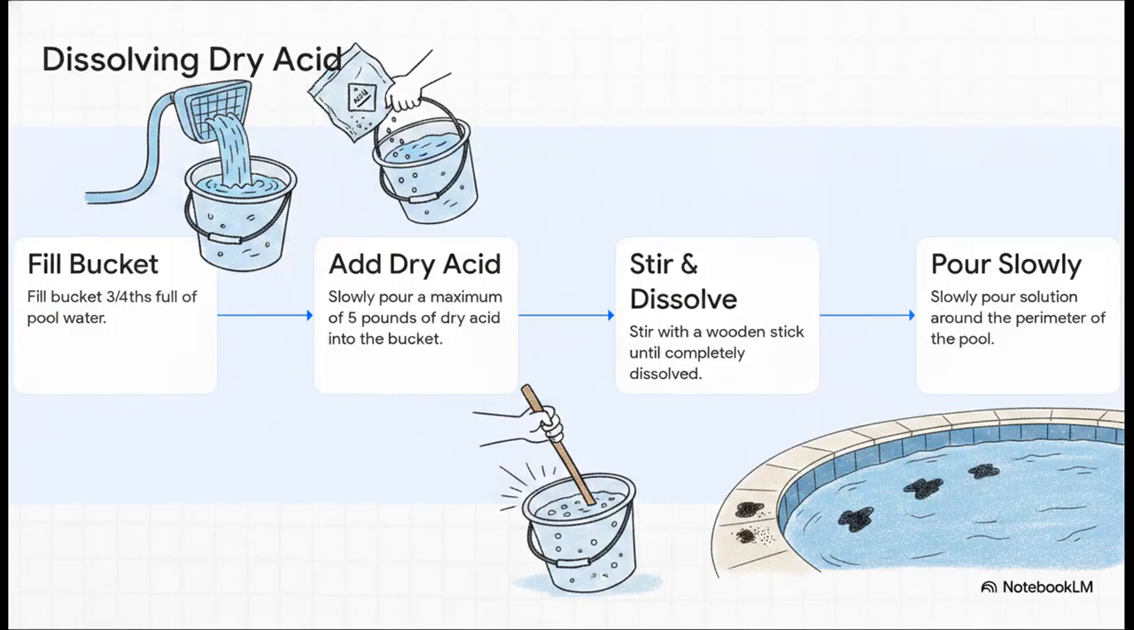If you're using dry, granular acid, dumping it straight into the pool is a huge mistake. Those granules will sink straight to the bottom and permanently burn holes right into your plaster or liner. Fill your bucket 3/4 full of water, slowly add no more than 5 pounds of dry acid, and stir it with a wooden stick until it is 100% dissolved. Only then can you pour it around the perimeter. Don't get lazy here, it is just not worth the risk.